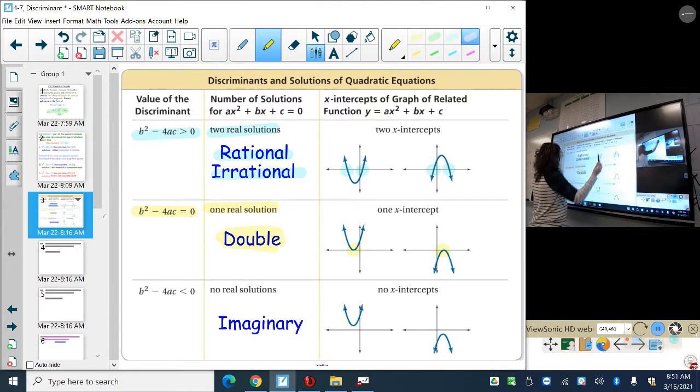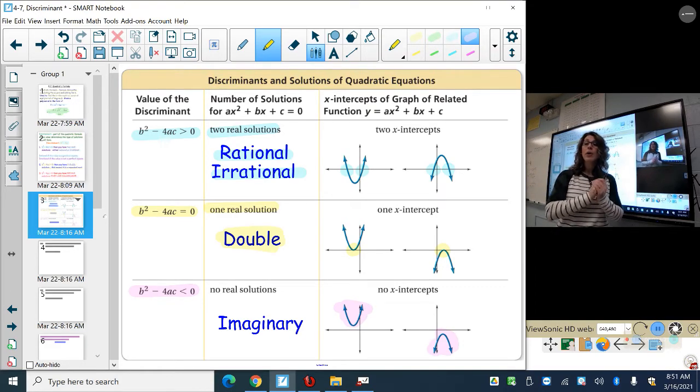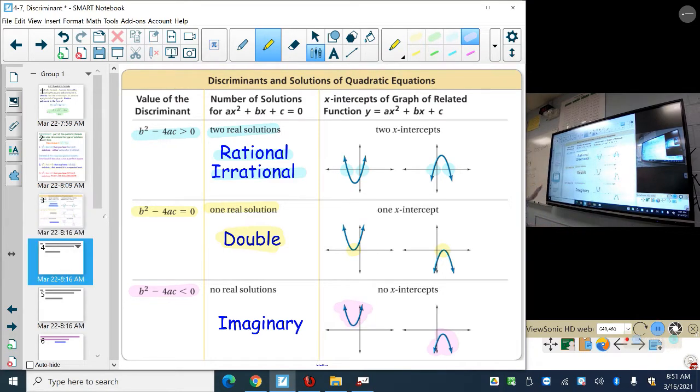And our last one is going to be when b squared minus 4ac is less than 0. And I said the entire graph is going to be above the x-axis, or the entire graph would be below the x-axis. So those are what it means to be the three different values. Today we are only focusing on b squared minus 4ac and what happens. So it's the interpretation of the b squared minus 4ac. Okay? So here we go.